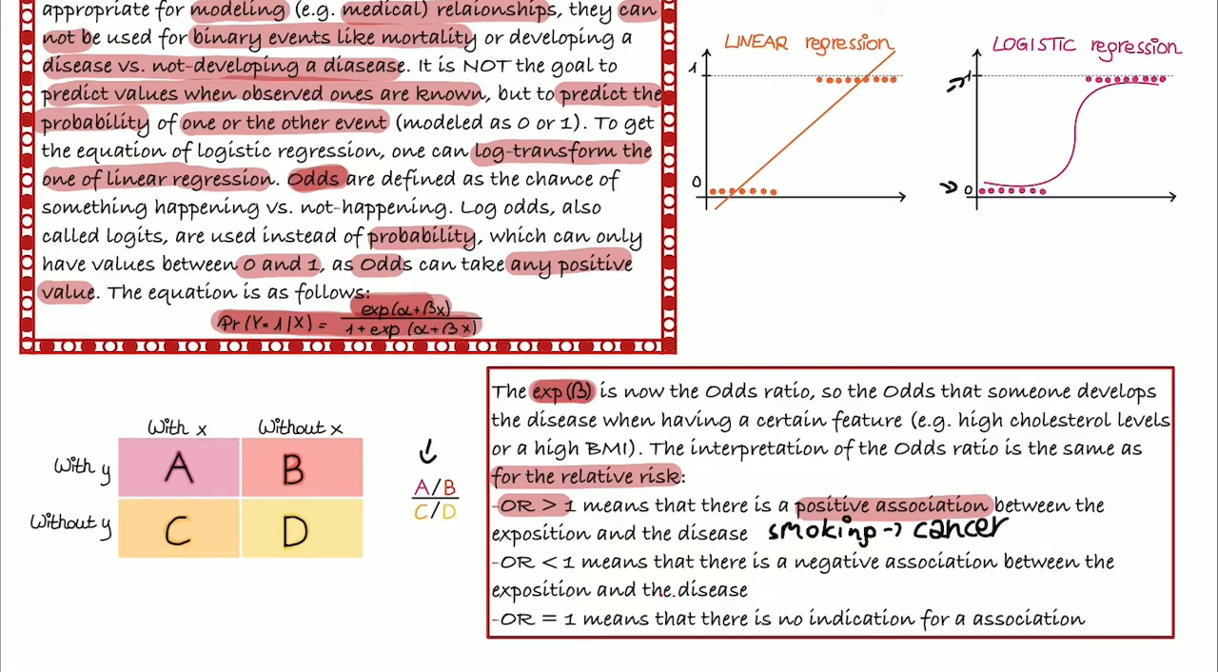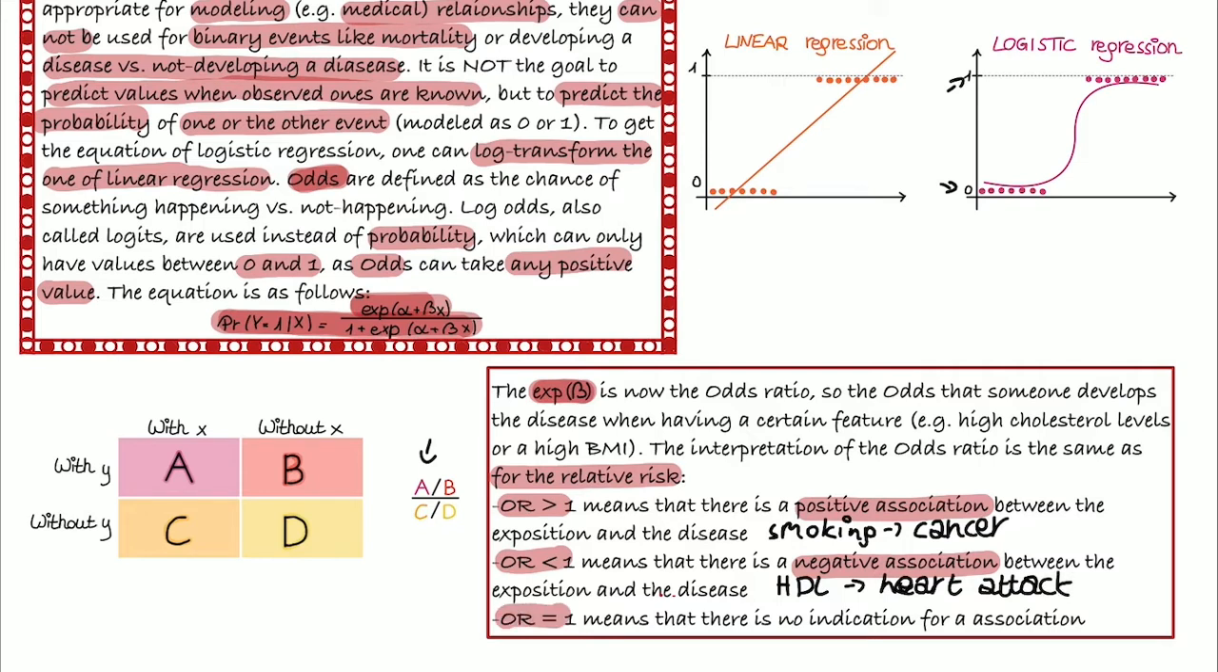An odds ratio smaller than 1 means that there's a negative association. For example, if someone has high HDL levels, he or she is less likely to get a heart attack. And odds ratio 1 means no association.